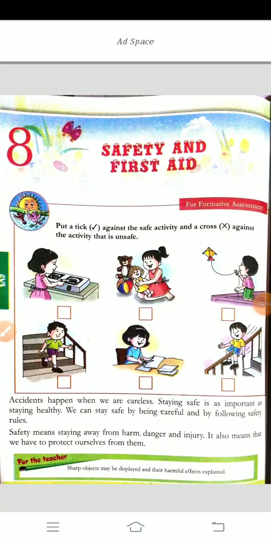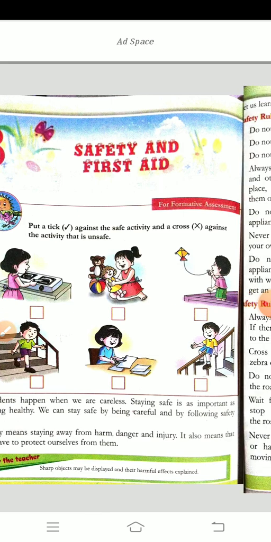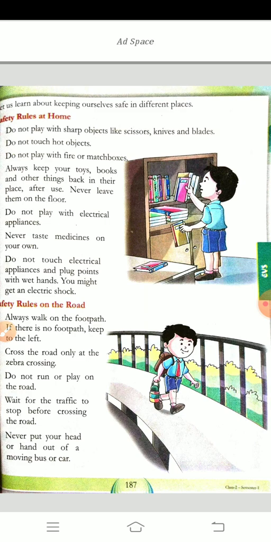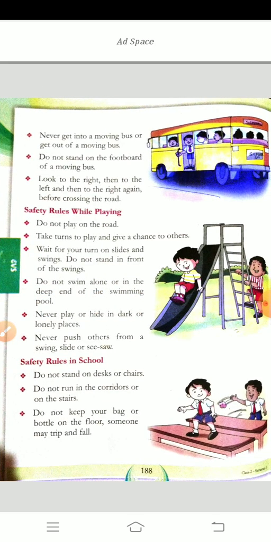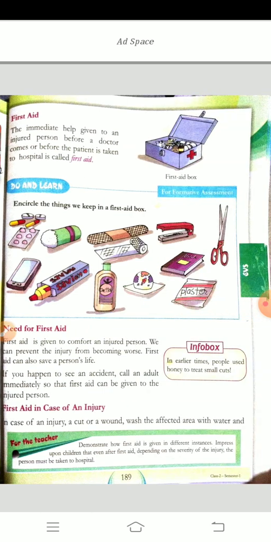Today I am going to teach you the continuation of safety and first aid. In the previous class I taught safety. What is safety? How should we be safe at home, on the road and even while playing in the school? I said many safety rules in this way. Today we are going to learn about first aid.